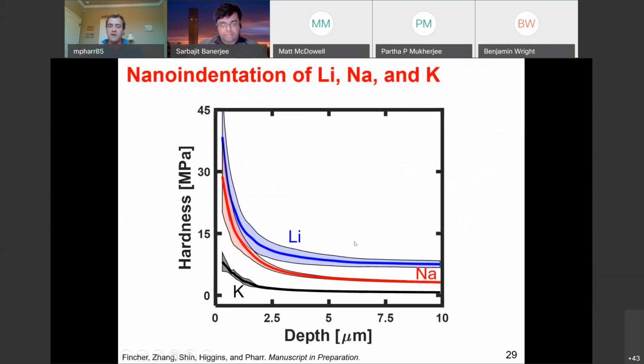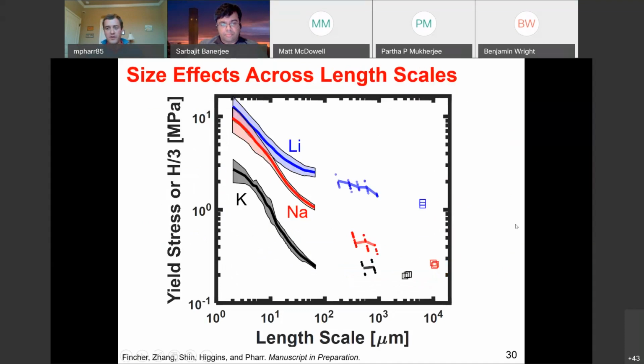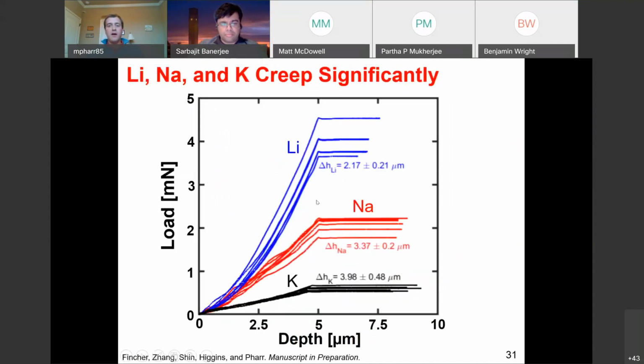So we do this for all the materials. We see these so-called size effects in all three: lithium, sodium, and potassium. We do this across multiple length scales: nano indentation, micro indentation, and macro scale testing. And we also do some creep tests.